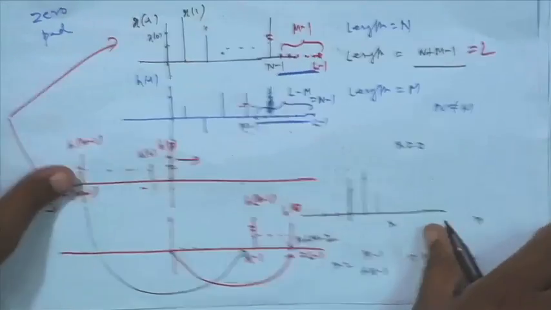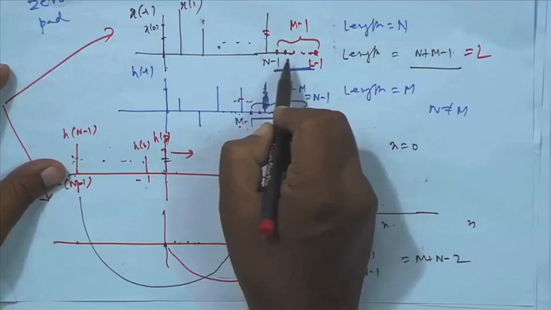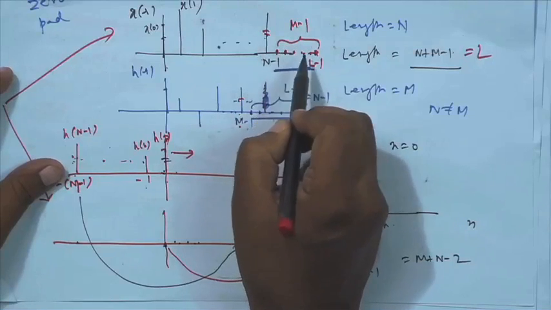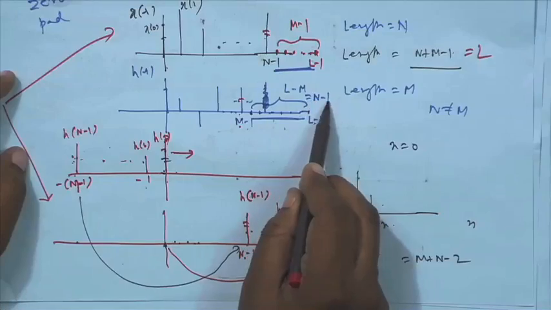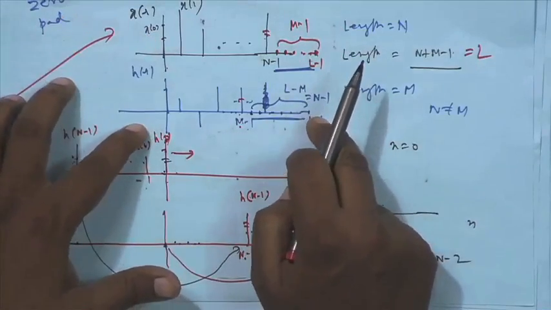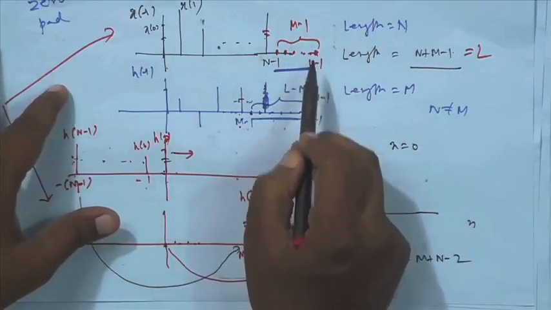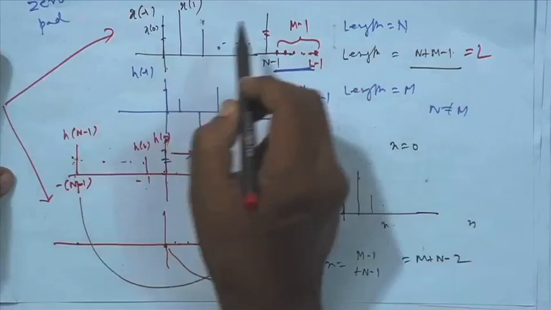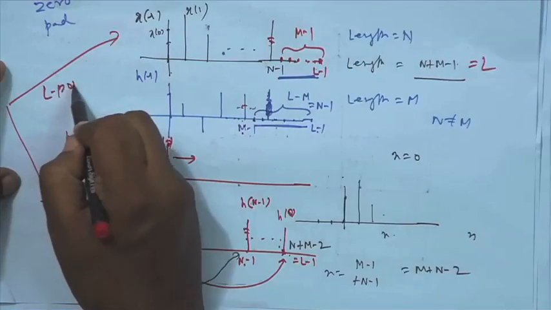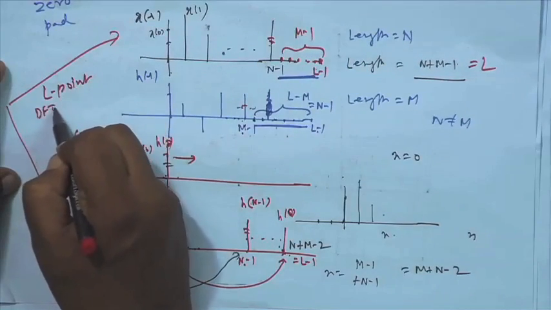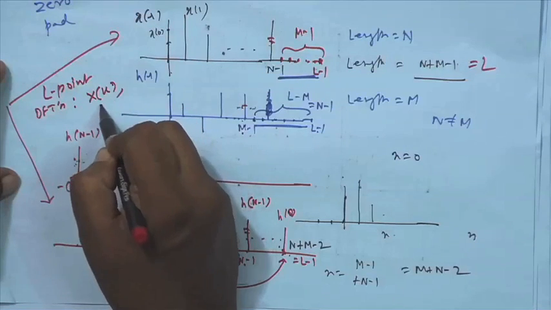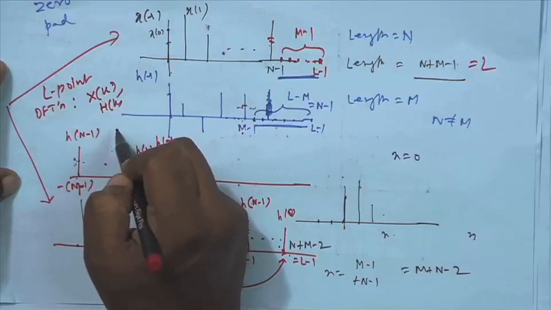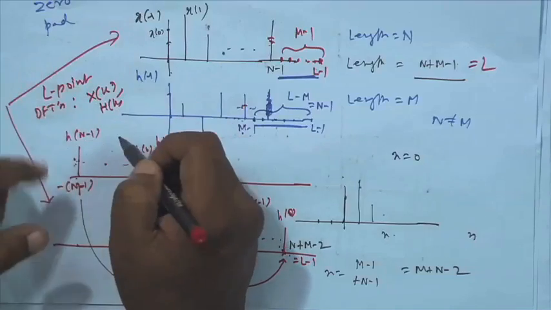So, I repeat again, I have added this 0 pad of length m minus 1, so many zeros. Here also 0 pad n minus 1. So, both the sequences are now same length L, that is 0 to L minus 1. I take L point DFT. What are the DFTs? Xk, Hk, L point, and multiply, and then take the L point inverse DFT.